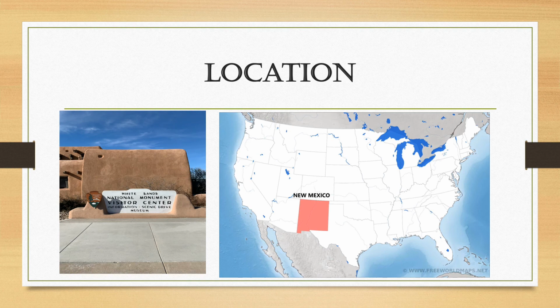So where exactly is White Sands National Park? Well, it is located in the state of New Mexico, in the southern part of the state, just north of the Mexican border.